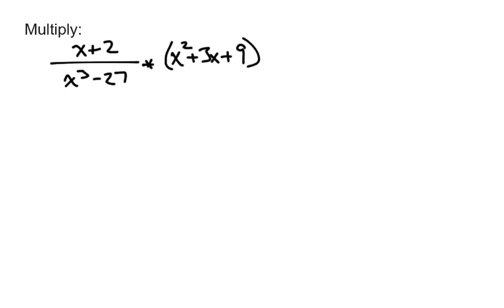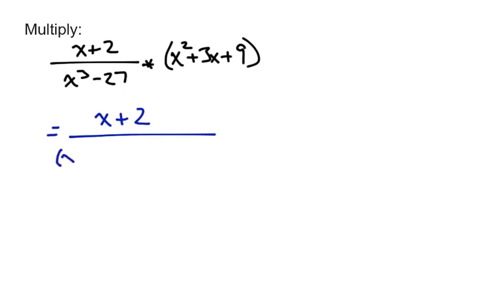Let's try one more. X plus 2 over x cubed minus 27 times x squared plus 3x plus 9. And you realize that it's not factored yet. So we go ahead and we'll start factoring. X plus 2 can't factor. X cubed minus 27, it can factor. That's the difference of two cubes.